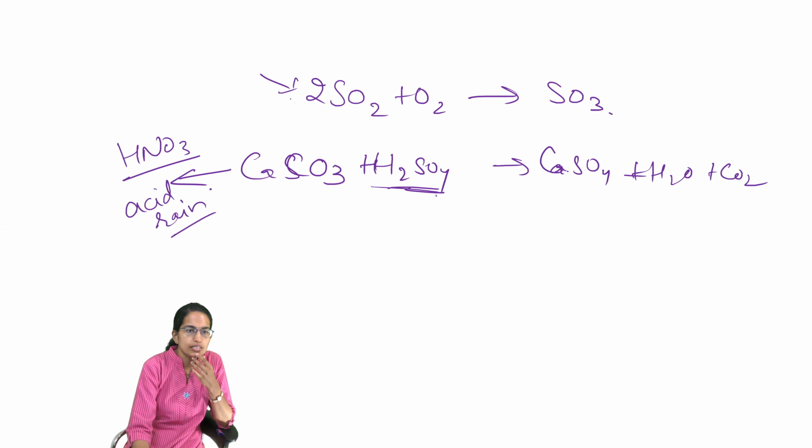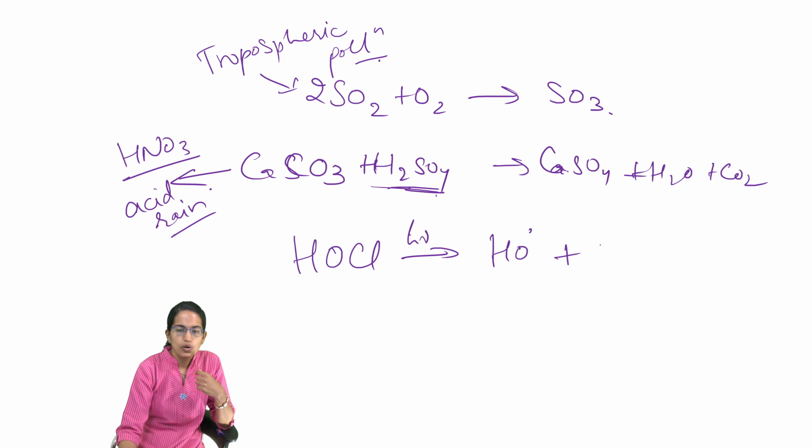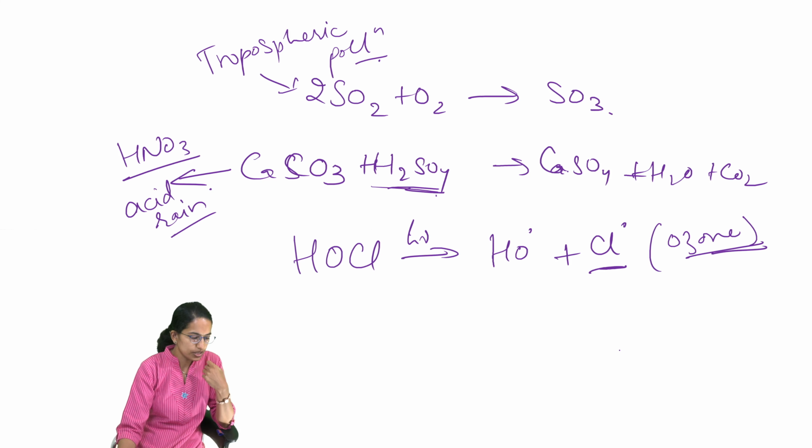The first one, where sulfur dioxide reacts with oxygen to form sulfur trioxide, we call it as the tropospheric pollution. The next is where HOCl, when energy is given to it, dissociates into chlorine free radical. Now this chlorine free radical creates the ozone depletion or the ozone hole, and therefore affects the ozone layer. So this is one of the reasons which we have covered in our class on ozone depletion.